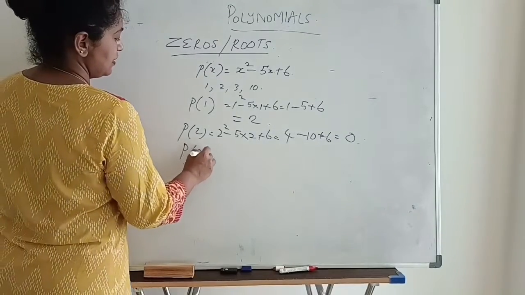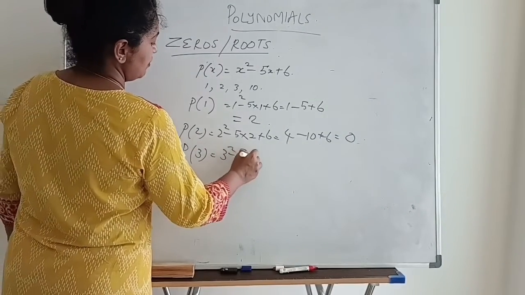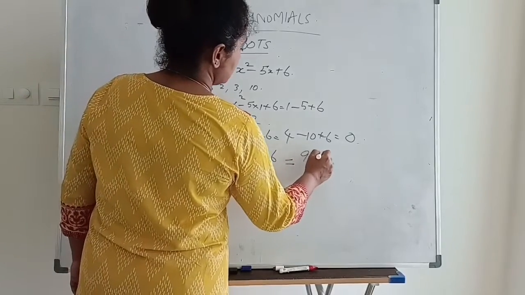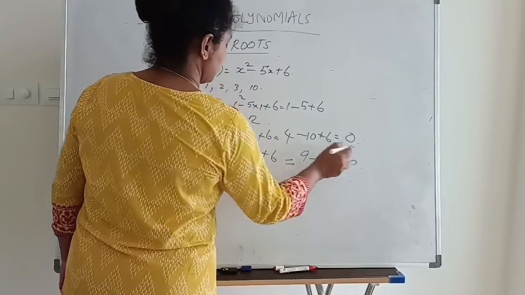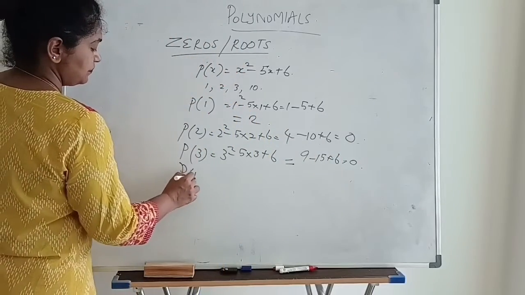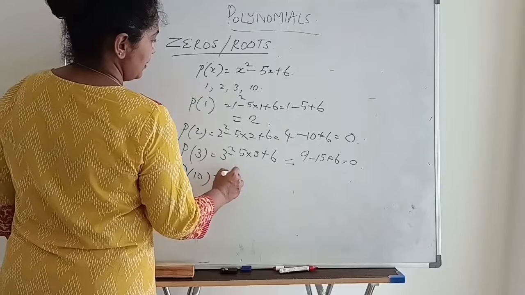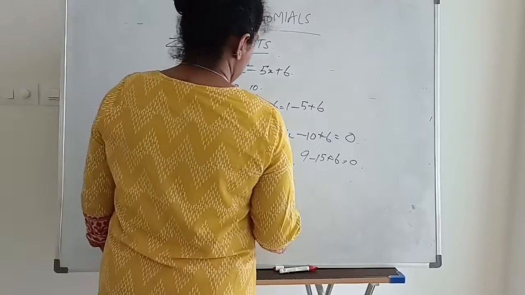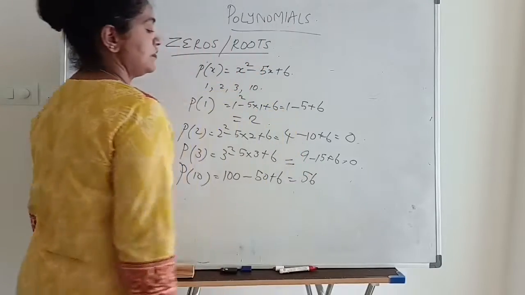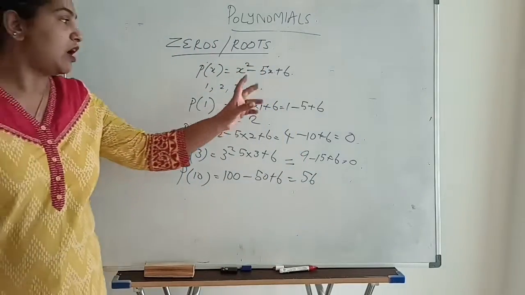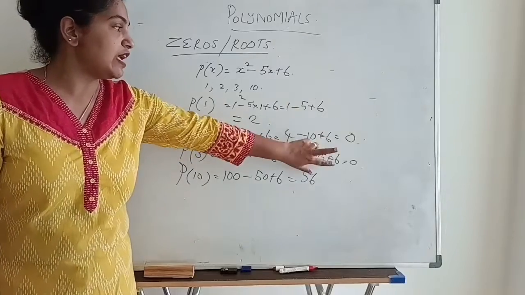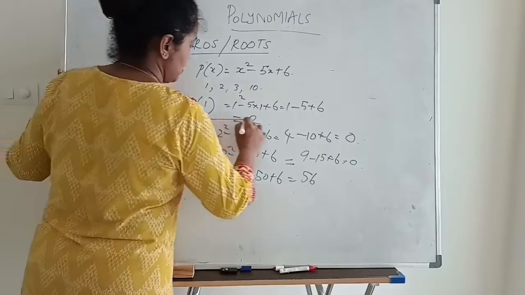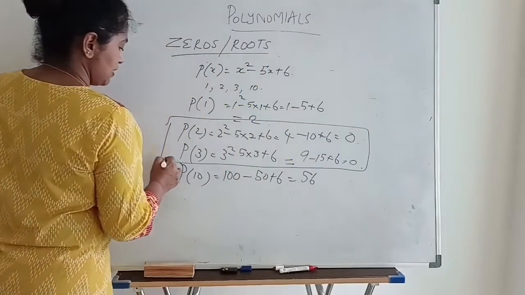P of 3. 3 square minus 5 into 3 plus 6. What do I get? 9 minus 15 plus 6. P of 10. 10 square minus 5 into 10 plus 6. So I can see that out of the 4 given values, 2 values gave me the value of the polynomial as a 0. So I can safely say that out of the 4 given values, these 2 are the zeros of the polynomial.